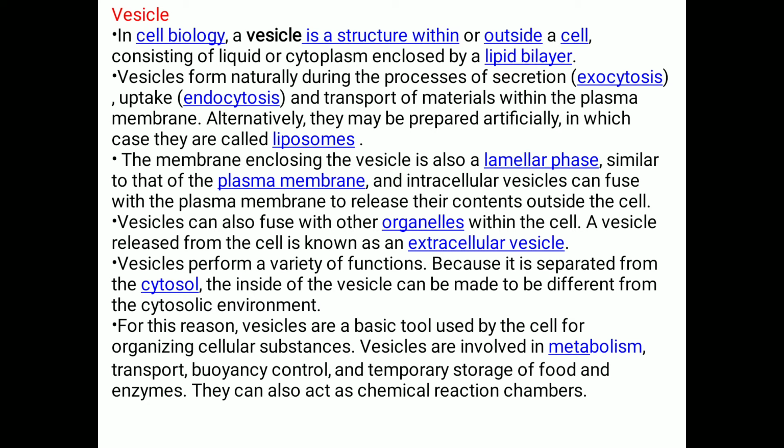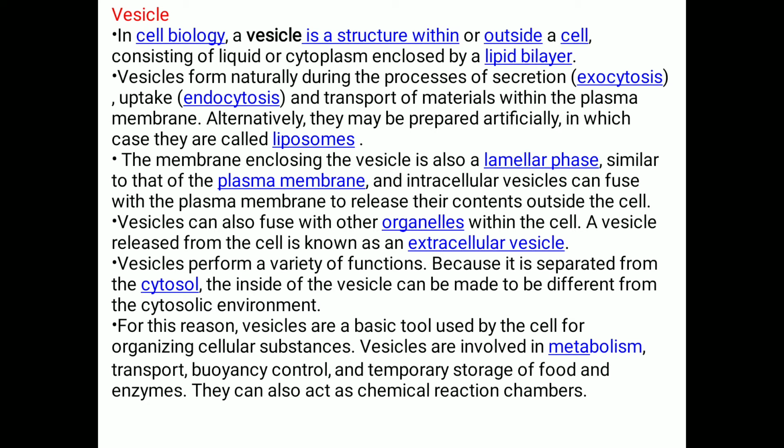Now the membrane enclosing the vesicle is also a lamellar phase, similar to that of the plasma membrane. So the membrane of the vesicle is similar to the plasma membrane, and intracellular vesicles can fuse with the plasma membrane to release their contents outside the cell. So for the purpose of endocytosis or exocytosis, the vesicles have to fuse with the plasma membrane, right?